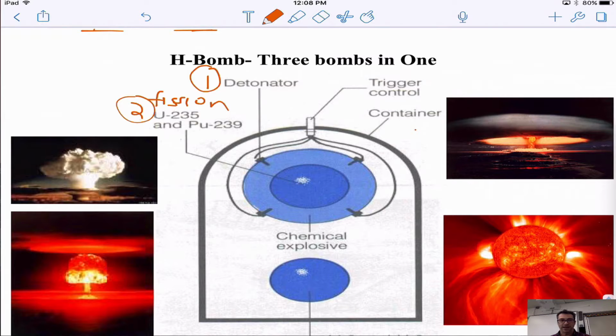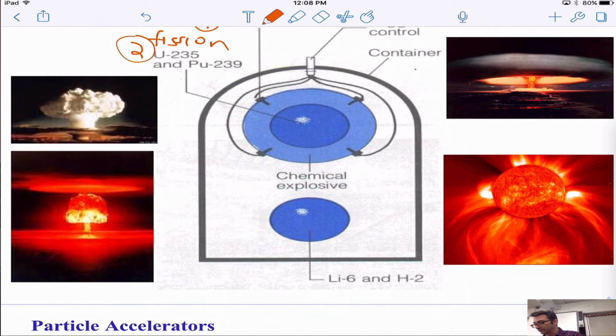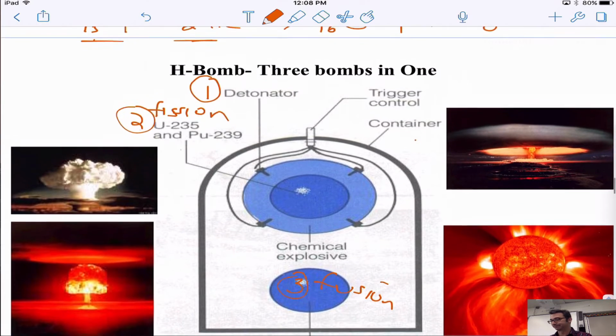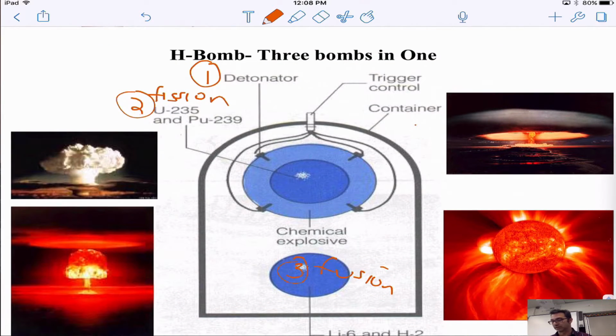And this fission reaction will actually generate enough heat to cause a fusion reaction. Sometimes they call this a thermonuclear device. And so that fusion reaction generates a tremendous amount of heat and energy. So this is the original hydrogen bomb that was used, and some people asked me about this, so I just thought I would present what it looks like.